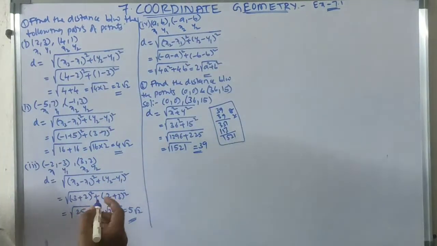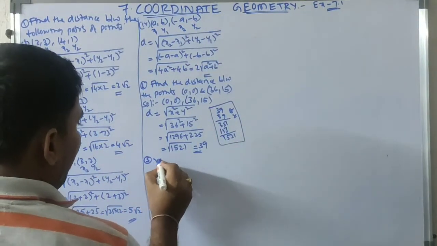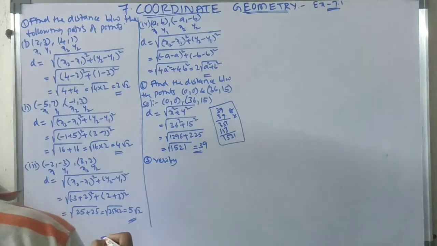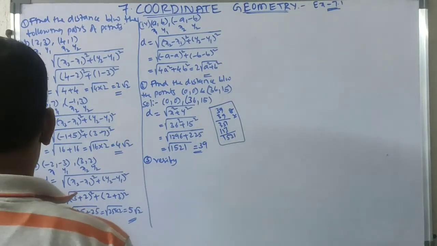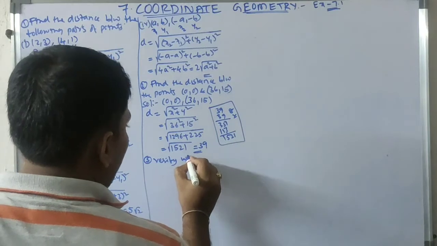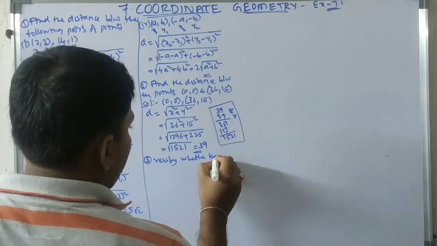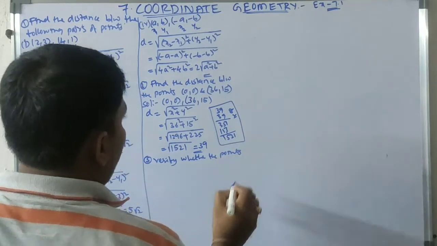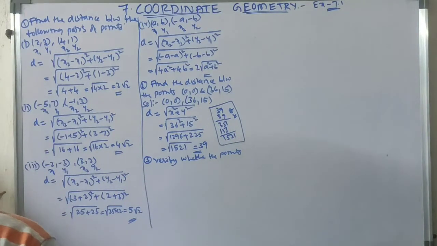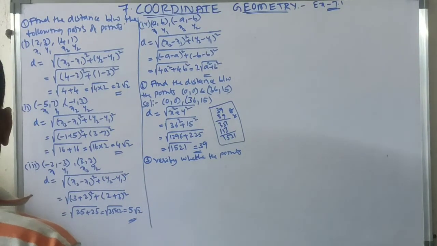Next, the third one: verify whether the points are collinear or not.